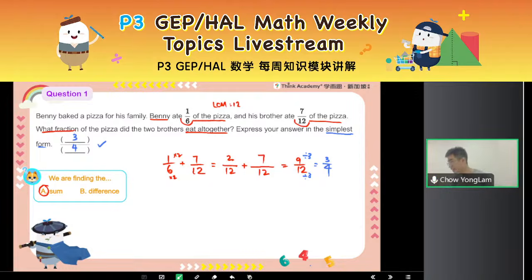No questions. Okay, so for addition, you just need to check 3 things. Number 1, make the denominators the same. Number 2, add up the numerators. Number 3, simplify if you can. All right, now with that, let's take a look at the next question.